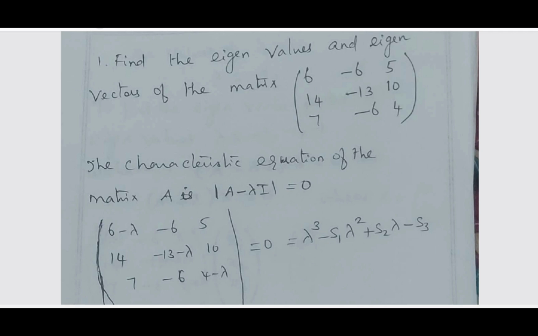I'm going to start with the same procedure. By showing some four, five, or six problems of different nature on how to find eigenvalues and eigenvectors, you will come to know this concept thoroughly. So we start with the characteristic equation of the matrix, as usual, determinant of A minus lambda I is equal to 0.